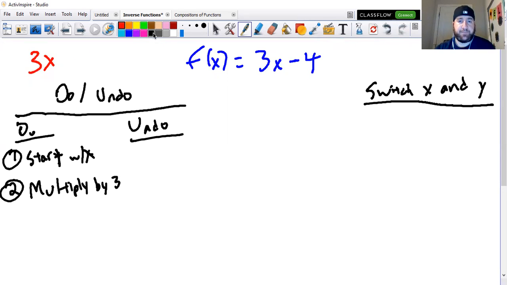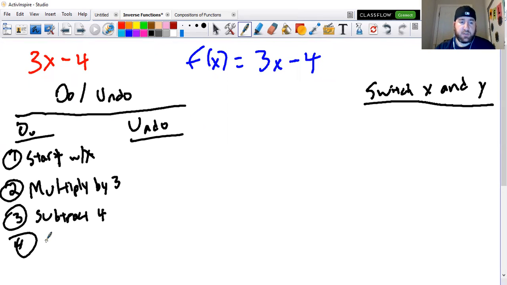So I put my 3. Then I subtract 4, minus 4. And I've built the entire expression now. So I stick on my function notation to turn it from a lonely expression, 3x minus 4, into a function. All right, go to undo.